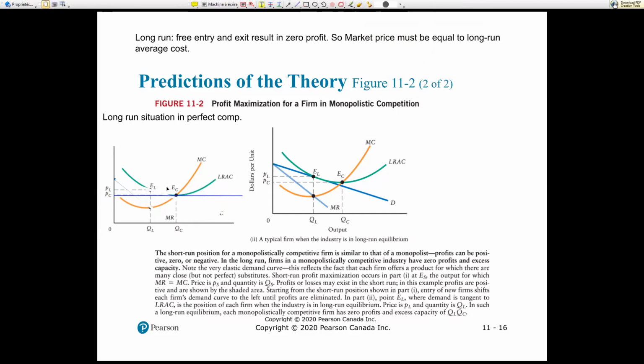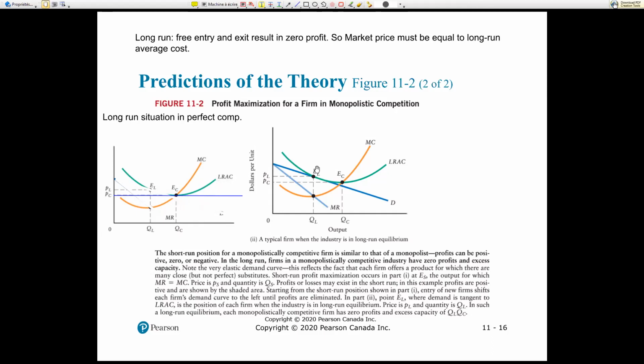And this is what happened. They enter the market or they leave the market until this happens, that the price is equal to the long run average cost curve, so that we are here. So the marginal cost crosses the long run average cost curve at its minimum. And this is the point at which it crosses the market price. So there is no profit. So the industry in that case is in perfect equilibrium.